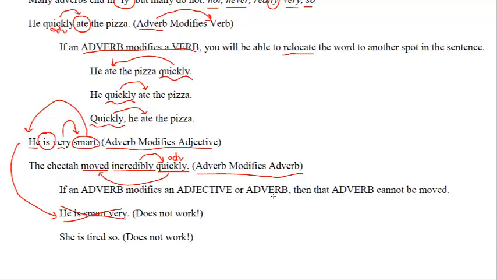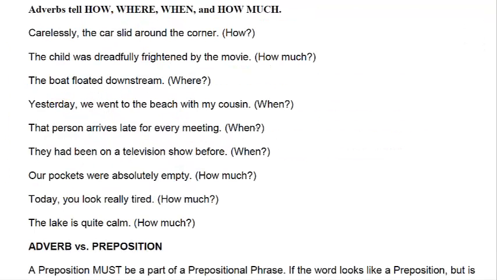Let's look at some examples. Let's look at some adverbs in sentences. Remember, adverbs tell how, where, when, and how much. All right. I suggest the first thing you do is find your simple subject and your simple predicate, and you got to see what you're working with in your sentence. I'm going to isolate my prepositional phrase. I'm going to find my simple subject. I'm going to find my simple predicate.